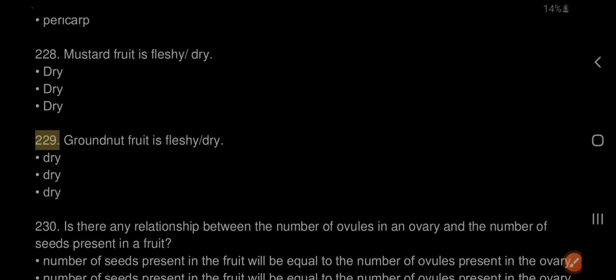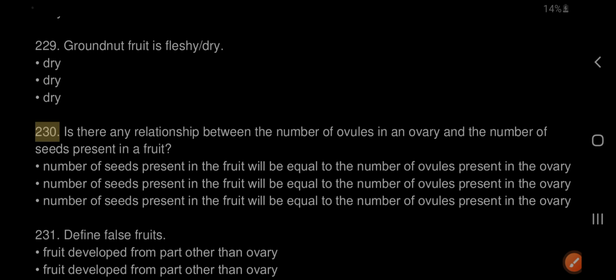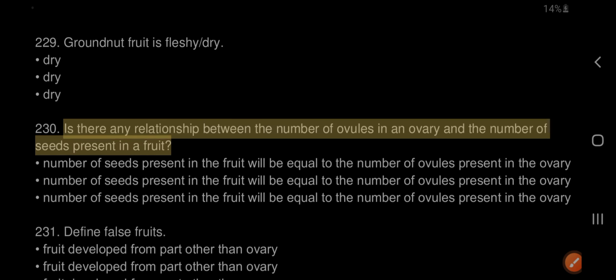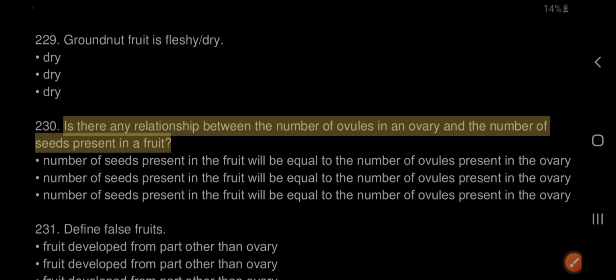230. Is there any relationship between the number of ovules in an ovary and the number of seeds present in a fruit? The number of seeds present in the fruit will be equal to the number of ovules present in the ovary.